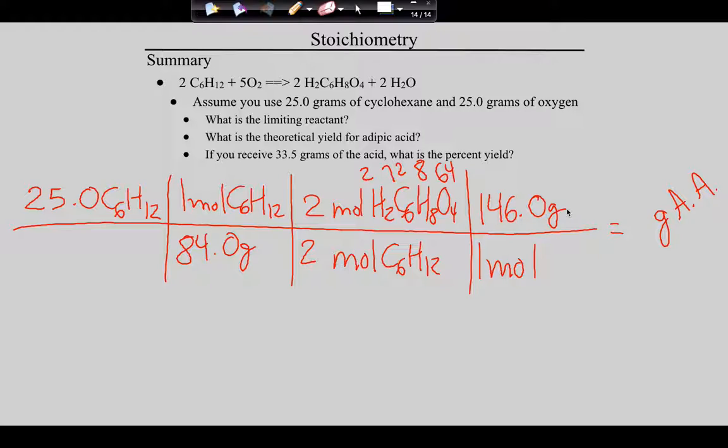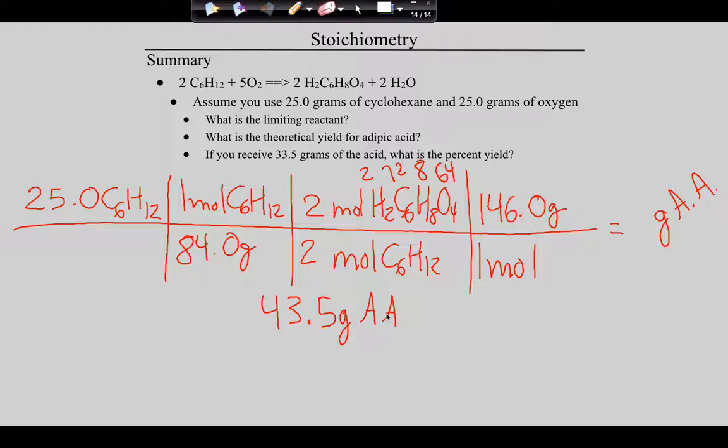So 25 divided by 84 times 146. 43.5. So guys, that is our theoretical yield. If the stars line up and if all 25 grams of that cyclohexane perfectly reacts, we're going to get out 43.5 grams of adipic acid.